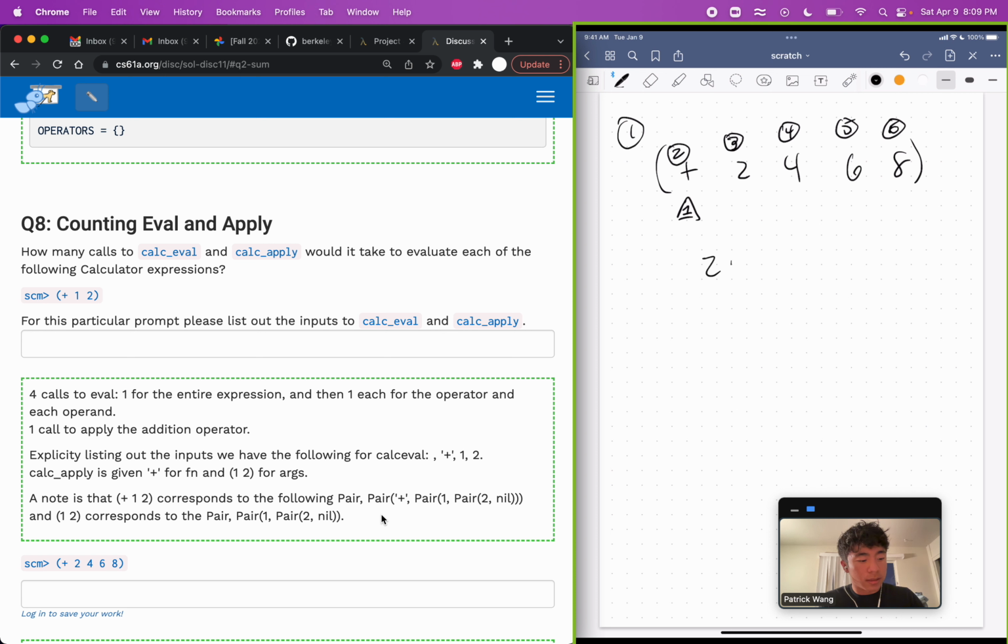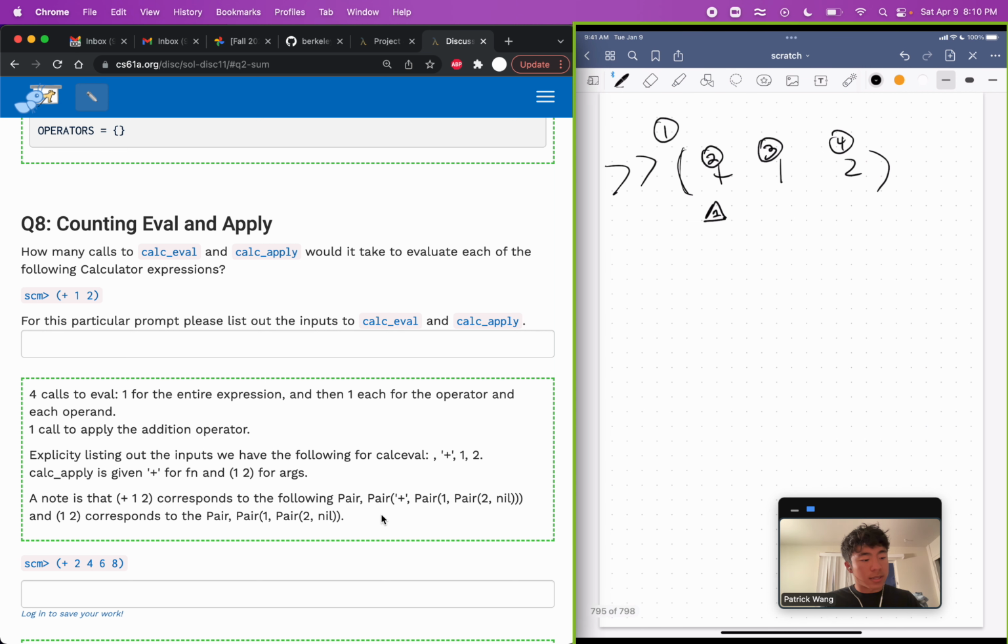One thing to note is that 2 plus 4 plus 6 plus 8 is 3 different additions, but we count this as 1 apply because calc apply is going to handle adding all of them together for us. So this is only going to be 1 calc apply call. Whenever you have some operator on some operands, that's only going to be 1 calc apply call. So this ends up being 6 evals and 1 apply.